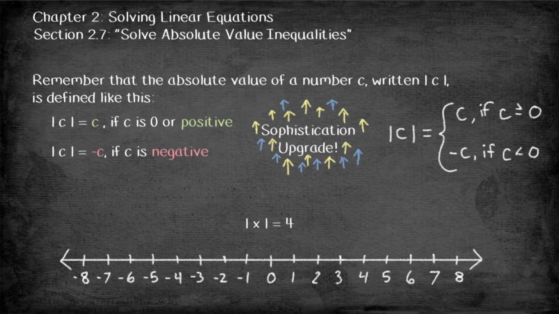So here we have the absolute value of x equals 4. So based on this definition, there's really only two things that x could be. x could be 4, or x could be negative 4. Because when I take the absolute values of both of those numbers, I get 4. So as far as solutions are concerned, there's two of them.